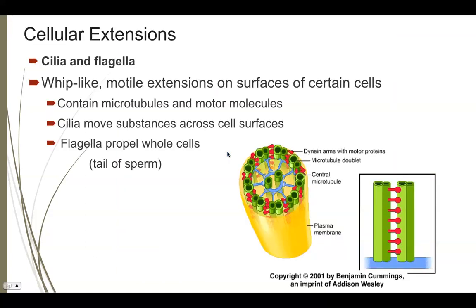Cellular extensions, these include the cilia and flagella. They are whip-like motile extensions on the surfaces of certain cells. They contain microtubules and motor molecules. So these little proteins actually move back and forth. They're like little motors. The cilia move substances across cell surfaces, and flagella will propel whole cells. The only human cell that has a flagellum would be a sperm cell.